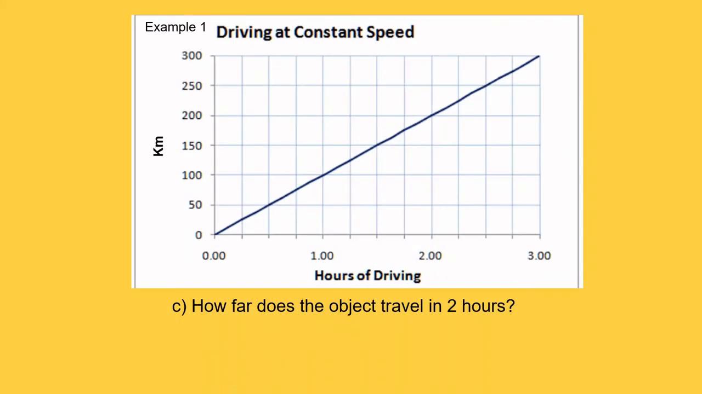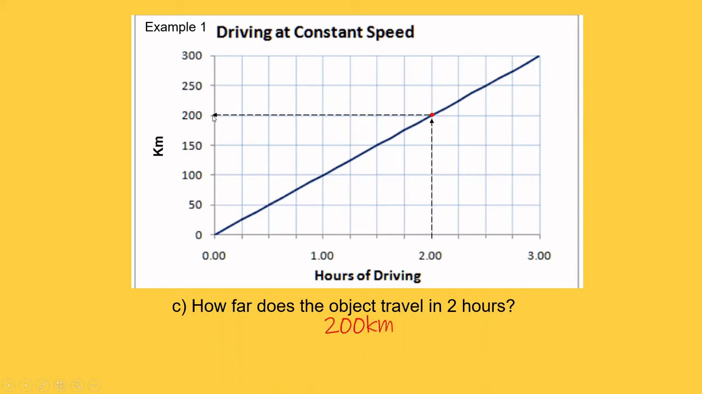Let's have another look at this example. How far is this object traveling in 2 hours now? Again, we can read that directly off of our graph. Our time is down here at the bottom, and here we have 2 hours. So follow that line up. See the point on our travel graph? It's right here. Follow that directly horizontally across to the distance, and we see that in 2 hours, we can travel 200 kilometers.